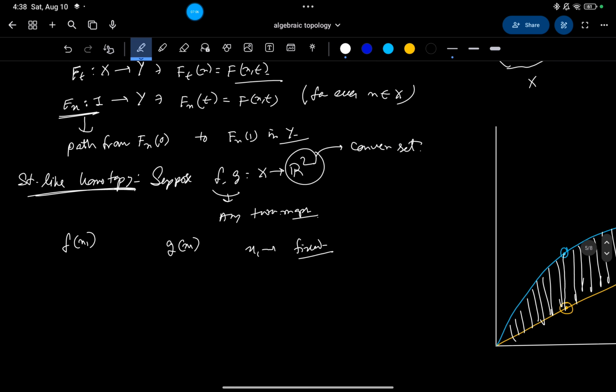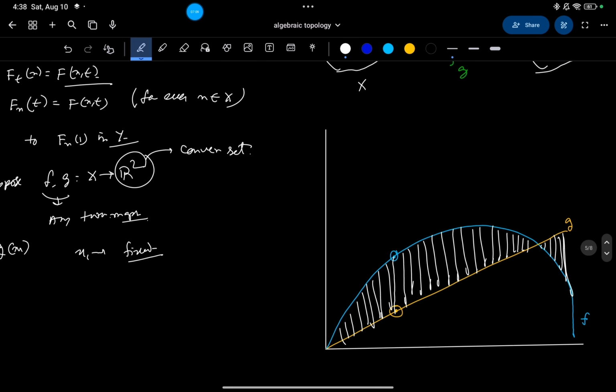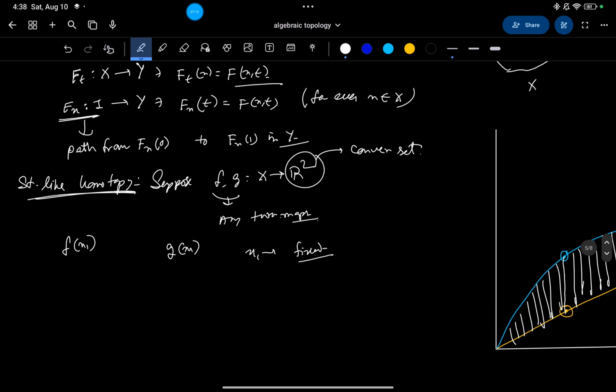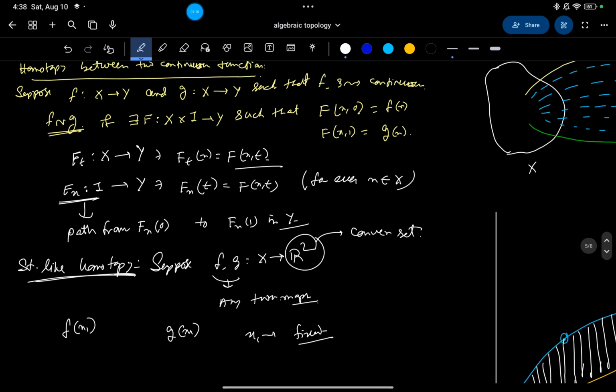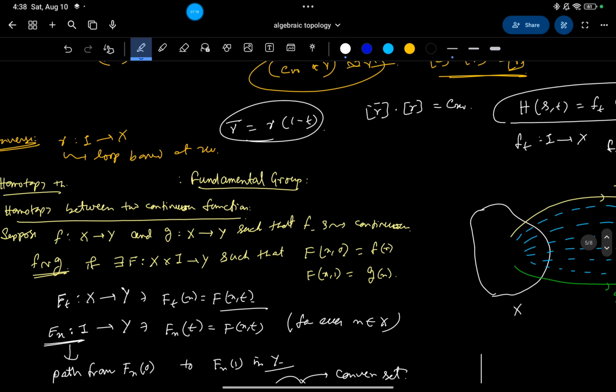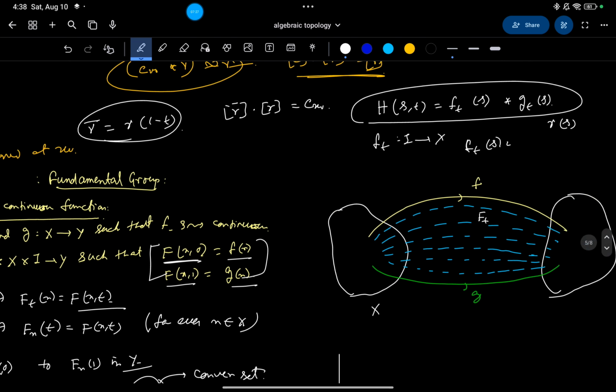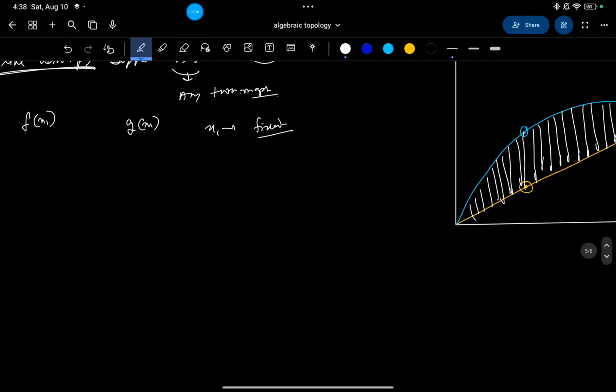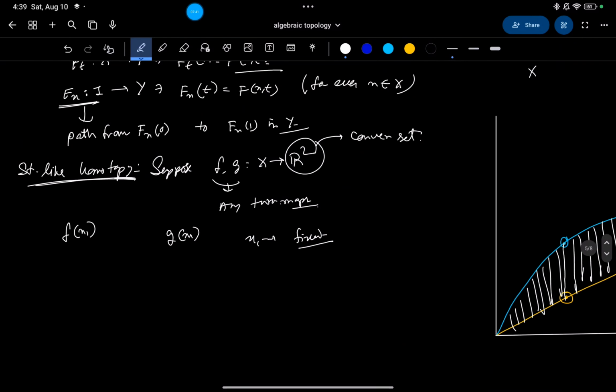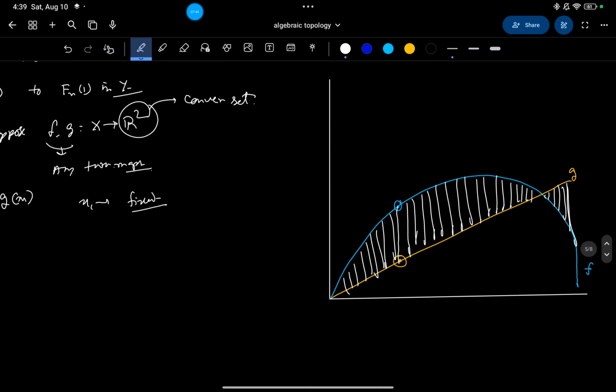Now note that I haven't mentioned the direction yet, but the direction should depend on the map that you have chosen. For example, consider the definition of homotopy between continuous functions. F_x of 0 is nothing but small f of x and F_x of 1 is nothing but small g of x. That means by this condition I should traverse from f to g only. Similarly, if I want to define from small f to small g, let's say I want to get this kind of maps.